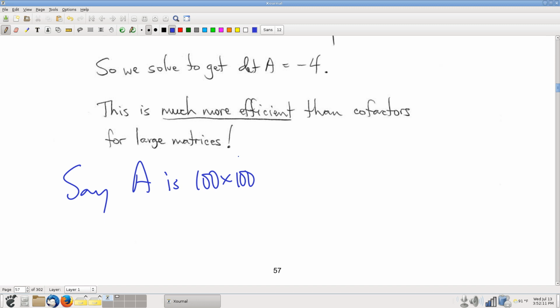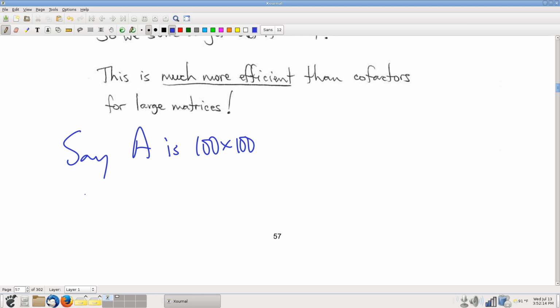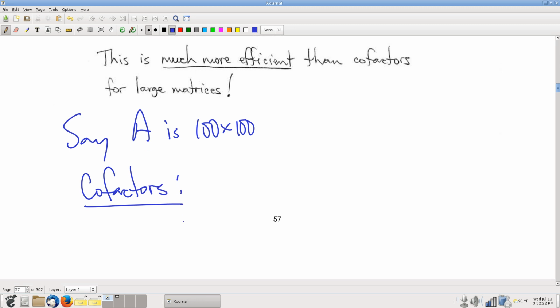Okay, so let's say we have a 100 by 100 matrix, and let's count how many calculations if I use the method of cofactors. Well, I would have to pick a row or column. So I would have 100 minor determinants to compute. So 100 99 by 99 determinants to compute. So for each one of those, I would have 98 by 98 determinants to compute. And for each of those, I would have 97 by 97 determinants to compute, etc. And you can see the pattern here.